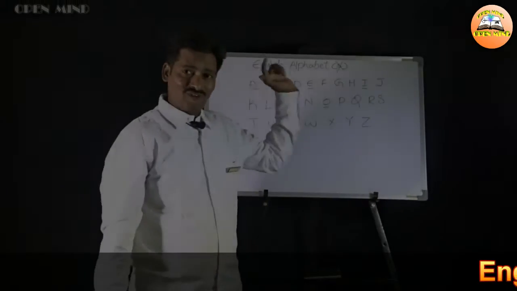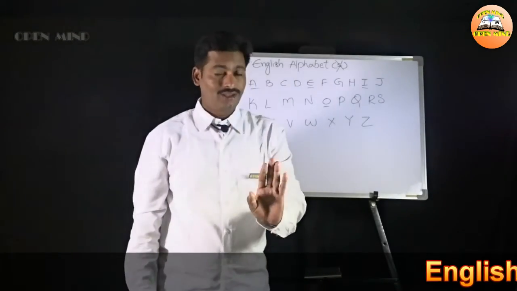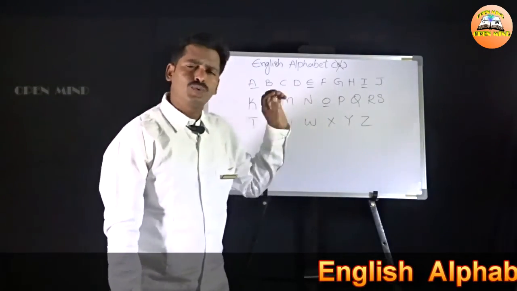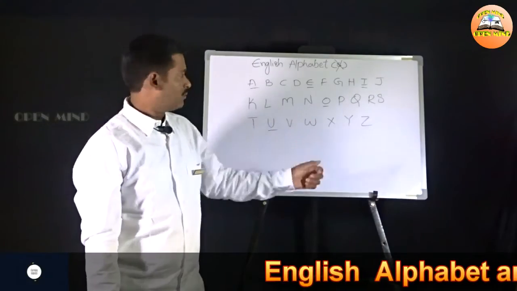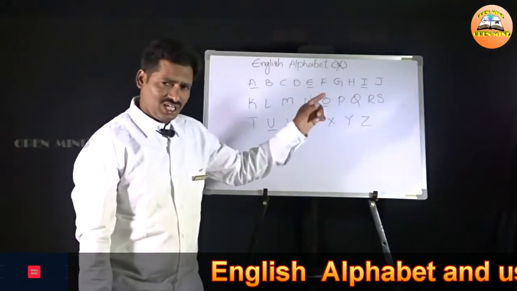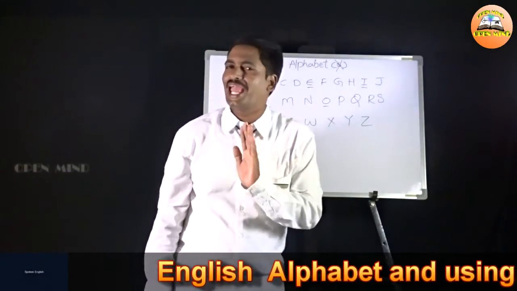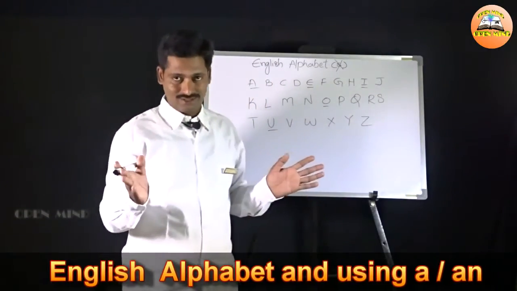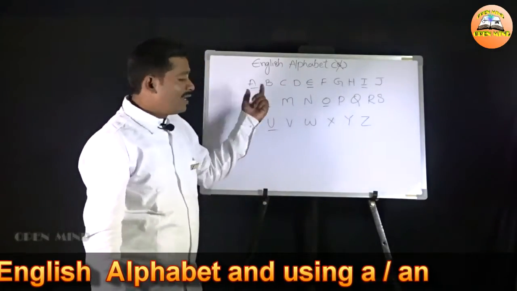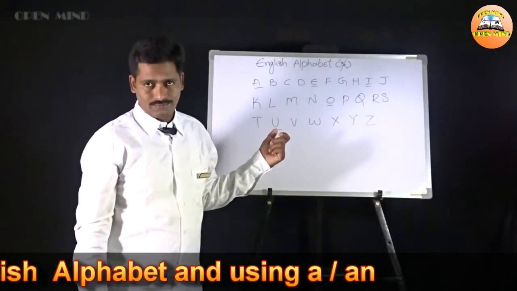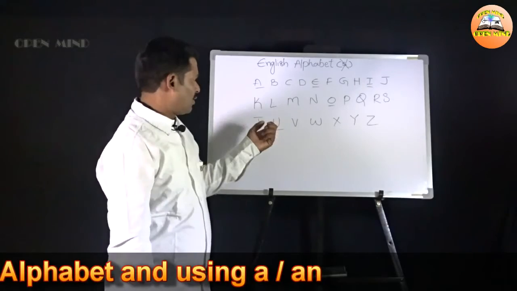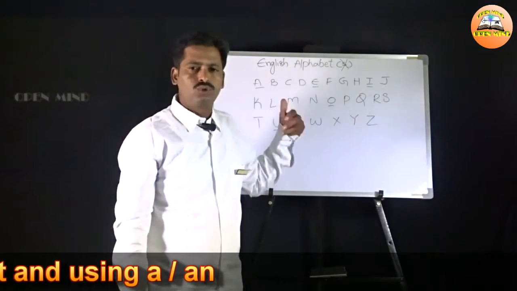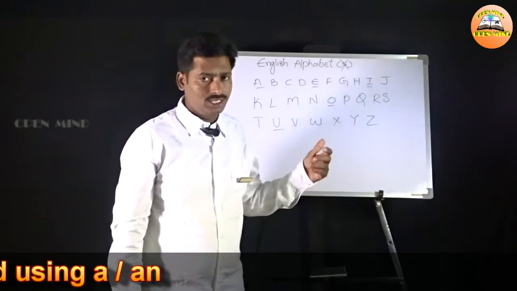Now, in the English alphabet, please note, never say alphabets, say letters. We have 26 letters in the English alphabet: A, B, C, D, E, F, G, H, I, J, K, L, M, N, O, P, Q, R, S, T, U, V, W, X, Y, Z. Now, we need to focus on the sounds. The English language, with these 26 letters, can manage to make n number of words.